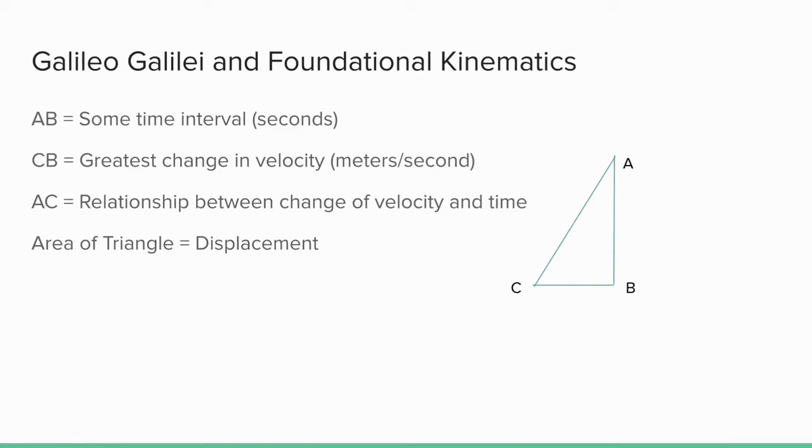Let's say that line segment AB represents some time interval, CB is the greatest change in velocity of an object in that time interval, and AC is the relationship between the change in velocity and time. What we have here is a variation of a modern velocity time graph. Because of this, the area of the triangle would be the displacement of the object, just like the area under the curve of a velocity time graph.